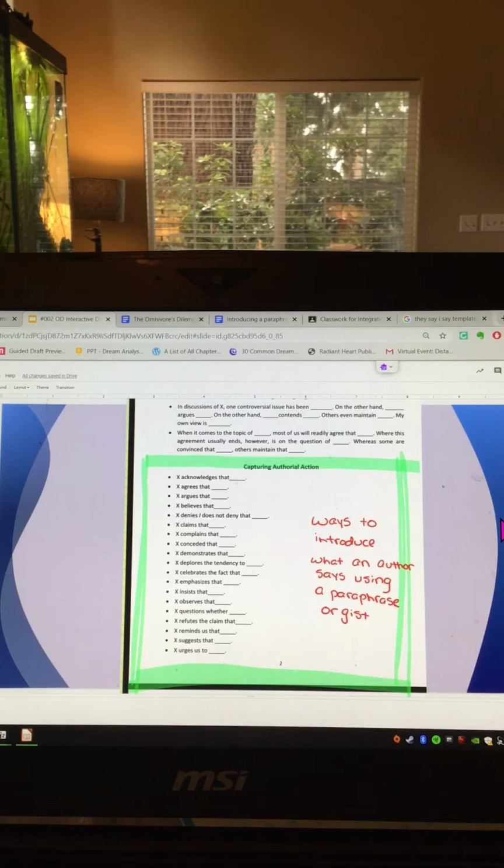That's all that means. And so really this means let's just look at ways to introduce what an author is saying using a paraphrase or a gist statement, which is what we're doing. So let's take a look at what's going on here. Each of these starts with a letter X. The X represents where you would put the author's name. So in this case, our author is Michael Pollan.